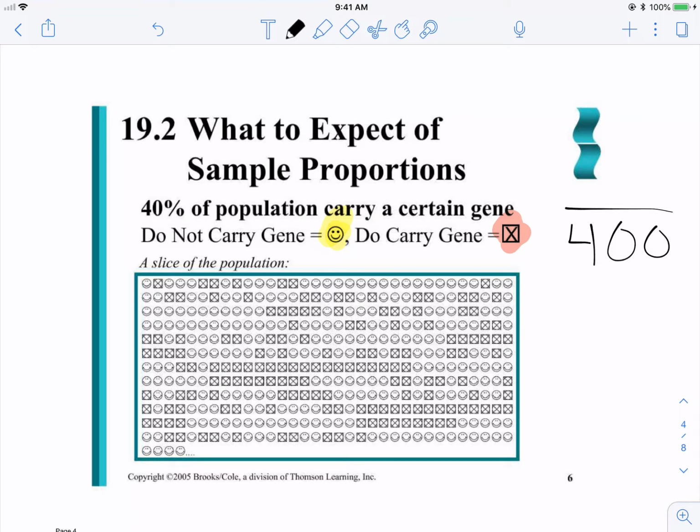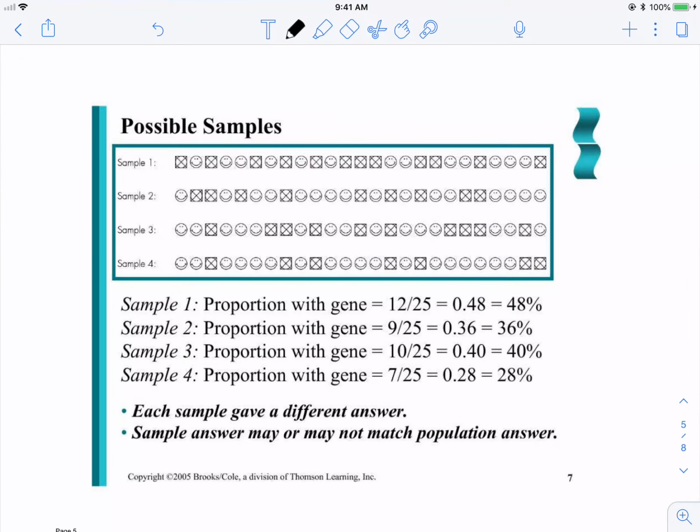So, of those 400 characters, what would that be? 40%? I think 160 of these characters are X's. So that's representing the entire population. Keep those numbers in mind. Now, if you were to randomly sample from within this population, let's say we're taking samples of size 25. This next slide gives us some possible samples.